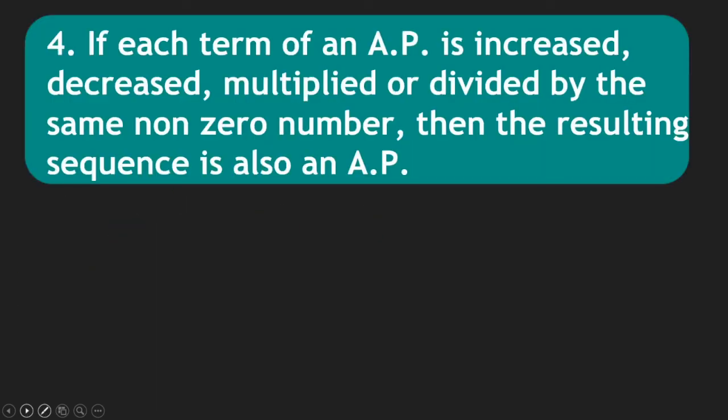All right, property number 4, and I think this is an important property as well. So what it says is, if each term of an arithmetic progression is increased, decreased, multiplied, or divided by the same non-zero number, then the resulting sequence is also an arithmetic progression, right?